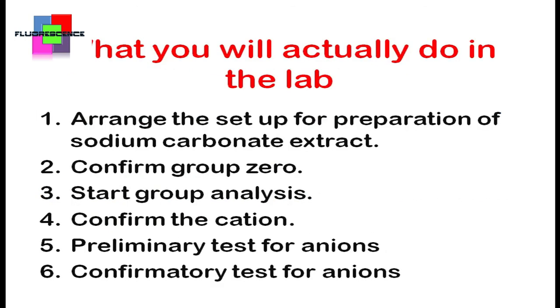Now these are the basic principles. Now the question is, what will you actually do in the lab? As you enter the lab, first of all, arrange the setup for preparation of sodium carbonate extract. In the meantime, you will confirm whether group 0 is present or not. If group 0 is present, no need of doing any further cations because it is the only cation present. If you don't have it, then start with the group analysis. As you get any precipitation in any of the groups, stop there and confirm which cation is there. You will not carry out any further cation tests. Then you will carry out the pre-lead test for the anions. From the pre-lead test, you will get some idea which ion is present, and then confirm that ion only.